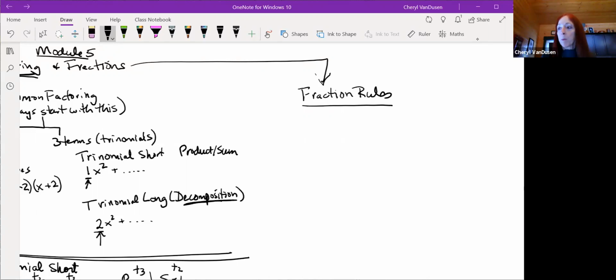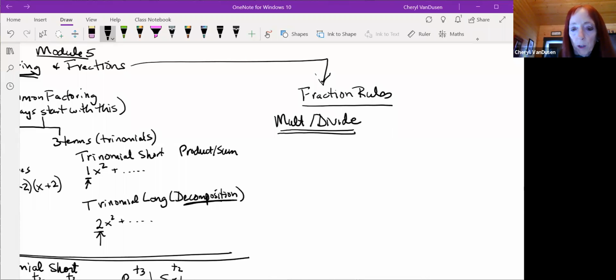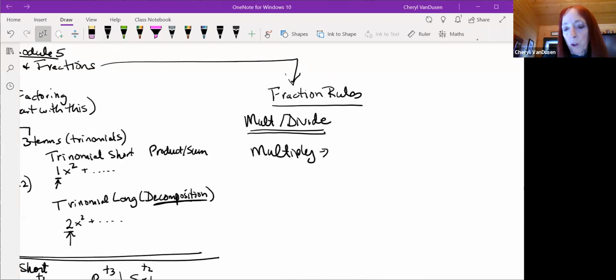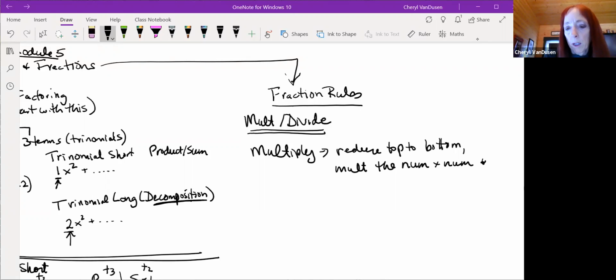Okay, so I'm going to start with multiplying and dividing, because believe it or not, it's actually easier than adding and subtracting. So for multiplying and dividing, generally, they're very similar. I'm going to start talking about multiplying because there's a little thing we have to worry about with dividing. All you do with multiplying is you try to reduce top to bottom, and then you multiply the numerator by the numerator and the denominator by the denominator.